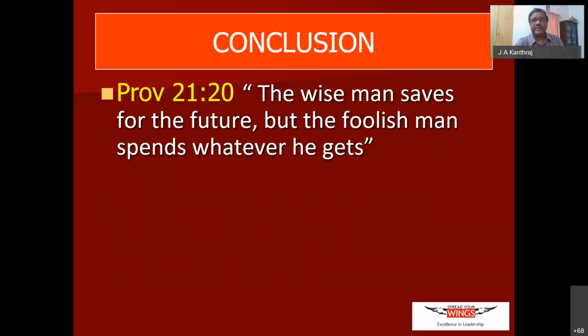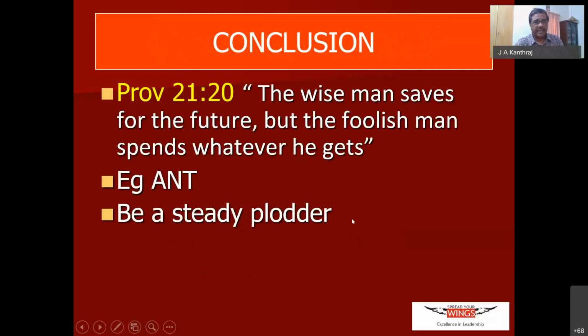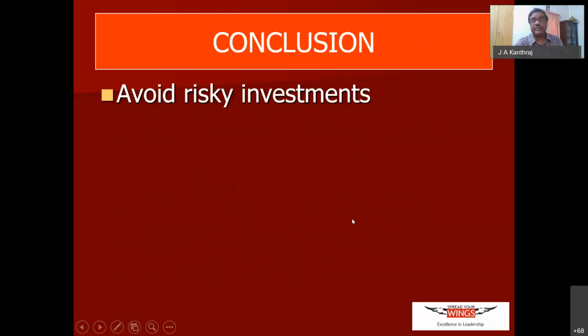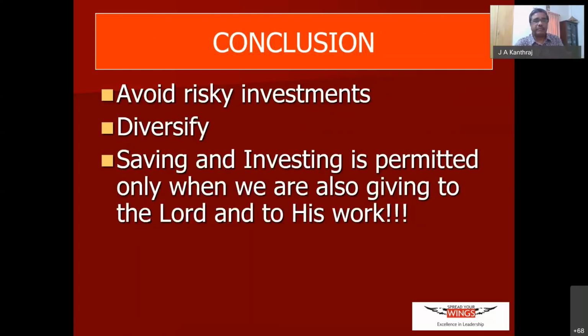In conclusion, my dear friends, the wise man saves for the future, but the foolish man spends whatever he gets. Example, the steady toddler. Avoid risky investments. Be careful. Diversify. Saving and investing is permanent only when we are also giving to the Lord and to his work.